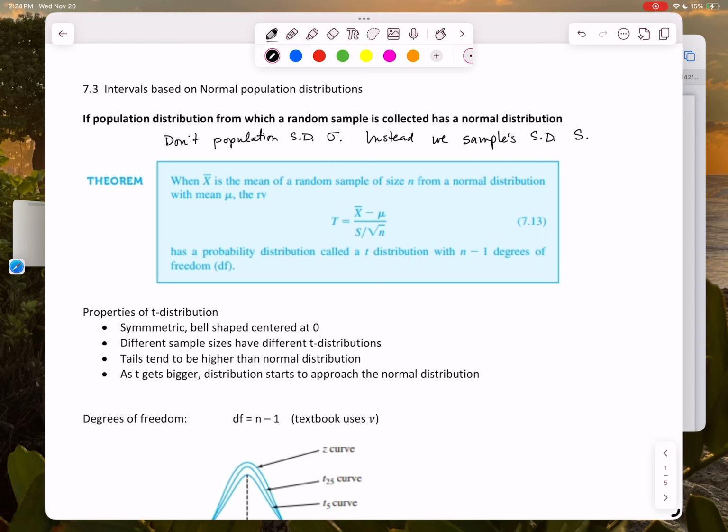And this is the theorem from your textbook that says when the sample mean x bar of a random sample of size n is drawn from a normal distribution that has a mean mu, then this random variable t, we're going to use t, not z, which is x bar minus mu over s over square root of n, has a probability distribution called a t distribution, and it's got what we call n minus 1 degrees of freedom.